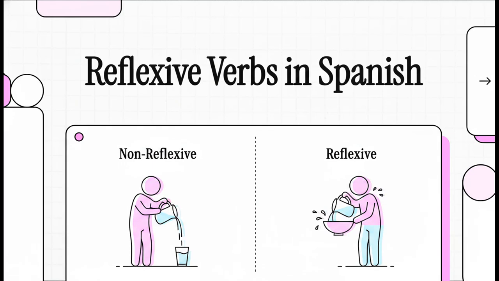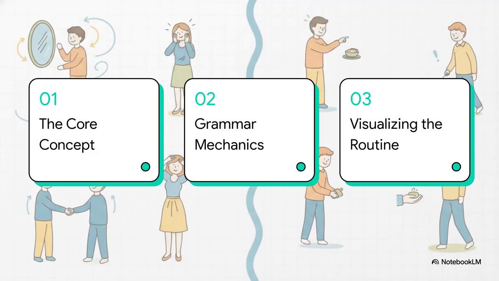Hey everyone. If you've been studying Spanish for any length of time, you've probably hit that wall where sentences suddenly have these extra little words floating around them, and the translation in your head just stops making sense. Well, today in this explainer, we are going to completely demystify one of the most notoriously tricky concepts in Spanish grammar: reflexive verbs. Don't worry, we're not going to get bogged down in heavy academic jargon. Instead, we're going to rely on crystal clear visual contrasts to show you exactly how this works so you can literally start using it today. All right, let's dive right in.